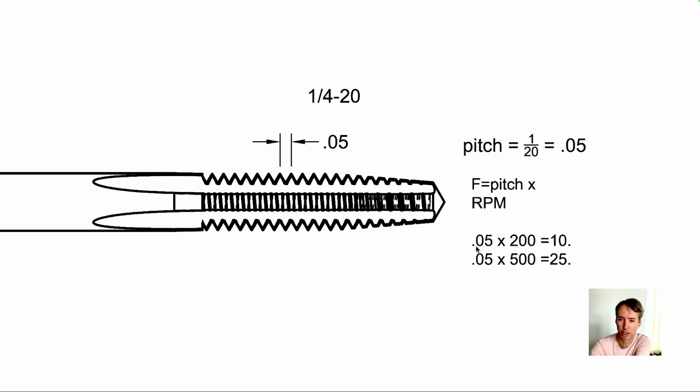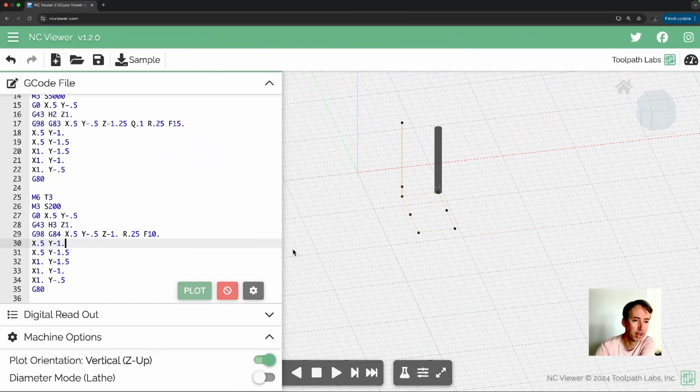But let's just do this calculation. Let's assume we're using 200 RPM. So 0.05, which is our pitch, times 200 RPM equals 10 inches per minute. That's going to be our feed rate on our G84 if we're using a spindle speed of 200. If we're using 500, it's going to calculate out to a feed rate of 25. So looking back at this, our spindle speed is 200, which is what we have, and we're going to be using a feed rate of 10.